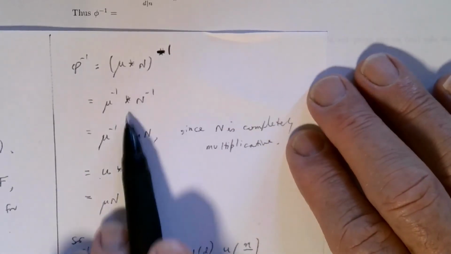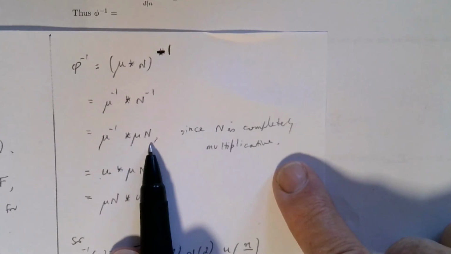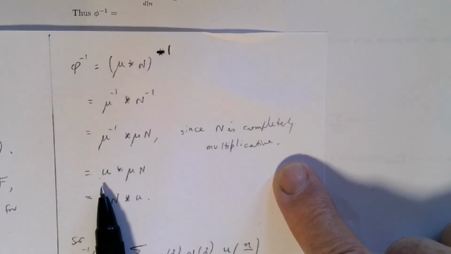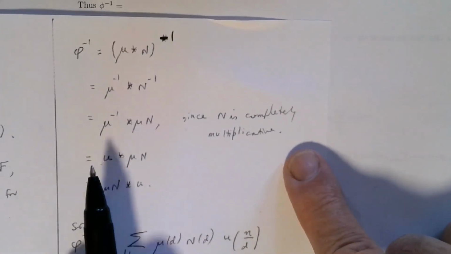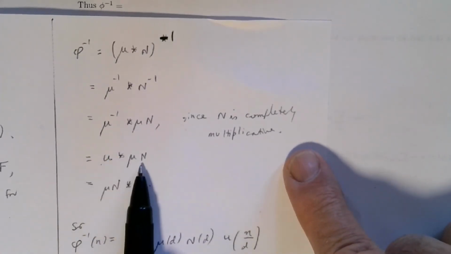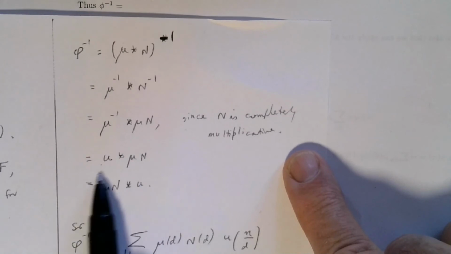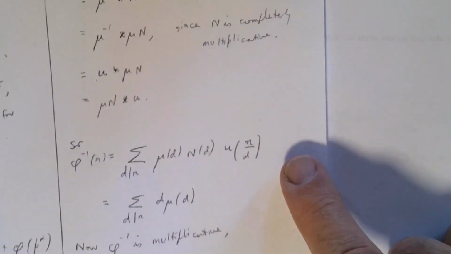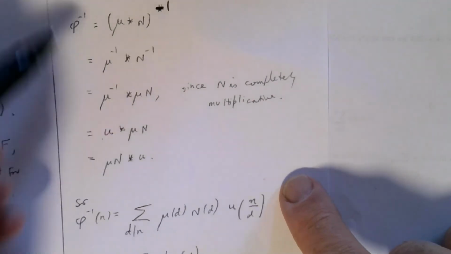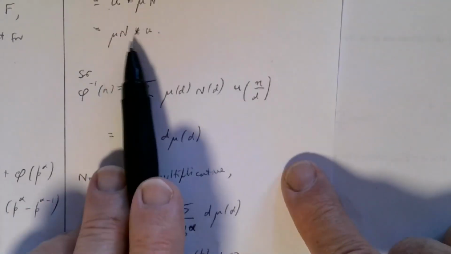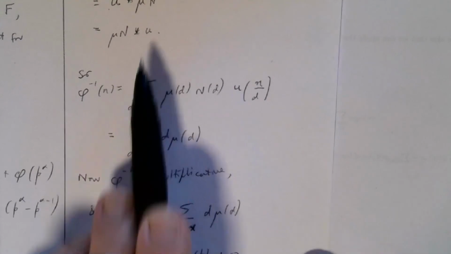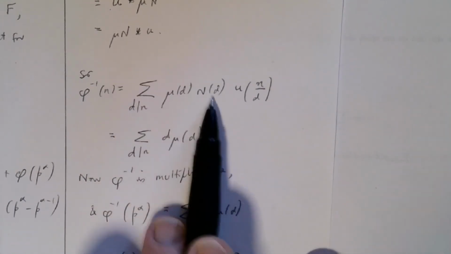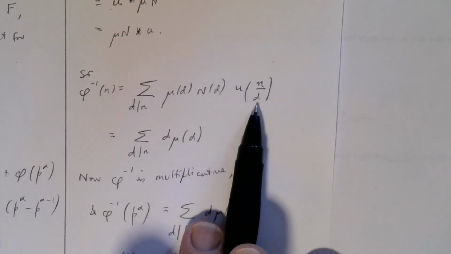Now, N inverse we saw was mu times N because N is completely multiplicative. And we've seen that the inverse of mu is u. And so this becomes u star mu N. I just turn this around, it's commutative. And that tells me then that phi inverse of n is going to be this Dirichlet product, which is simply this. So it's mu of d N of n/d times u of the cofactor.